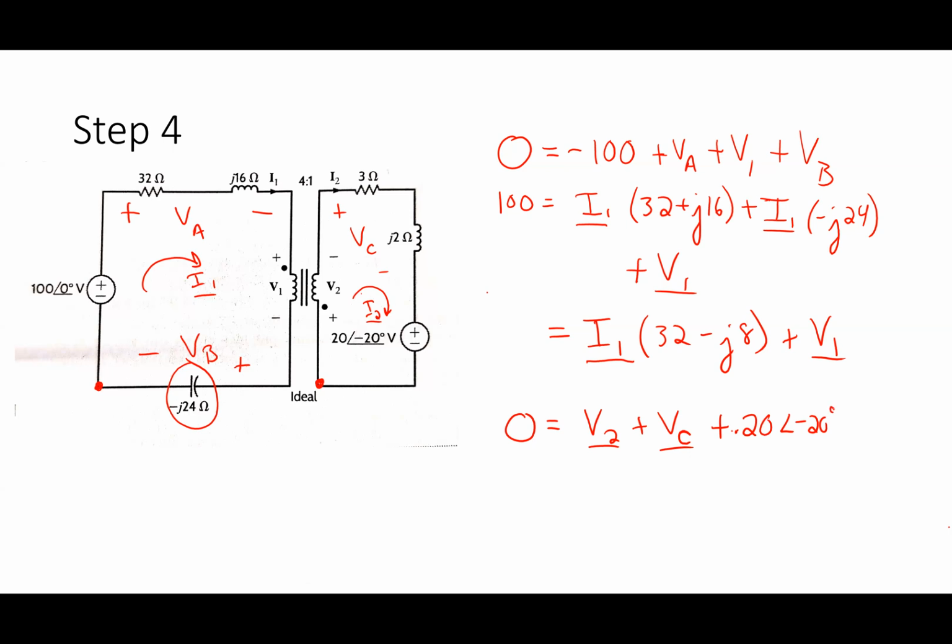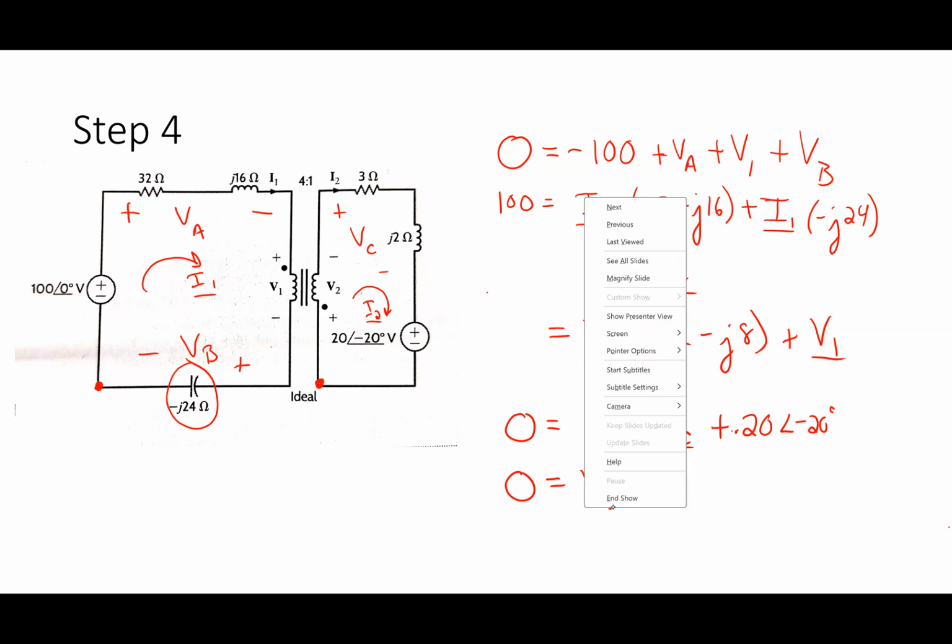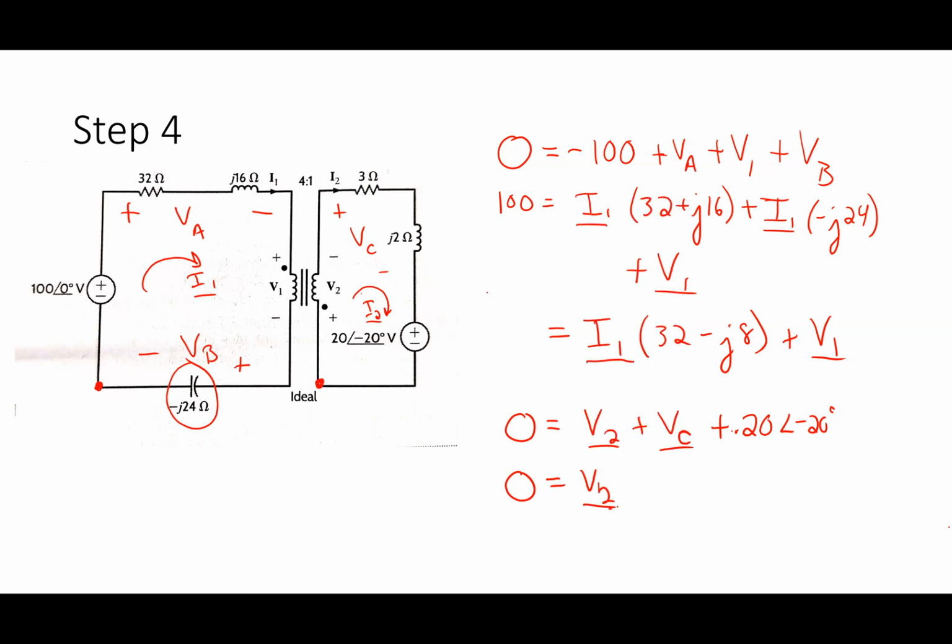So for V2, I don't have anything that I can write for it. So I'm going to say I have 0 equals V2. And then for V sub C, V sub C is the voltage across that series combination of the 3 ohm and the J2. So that becomes plus I2 times 3 plus J2. And I'm going to say negative 20 angle 20 degrees on this side.